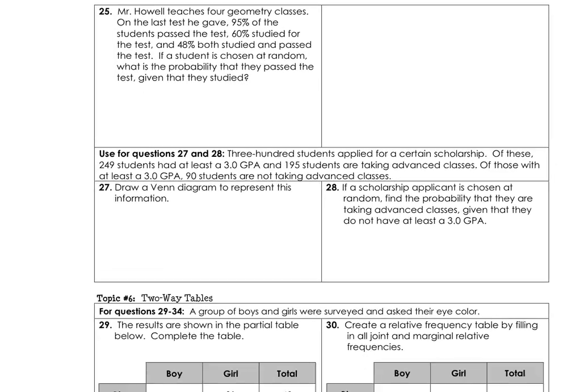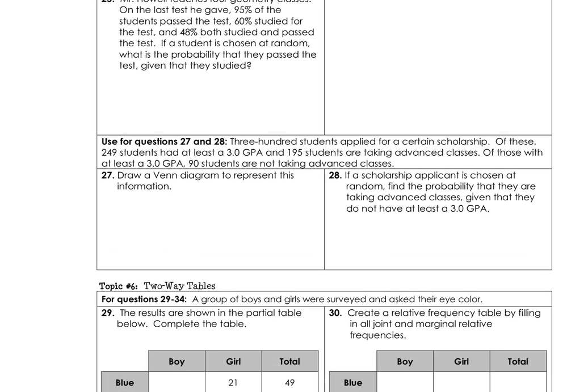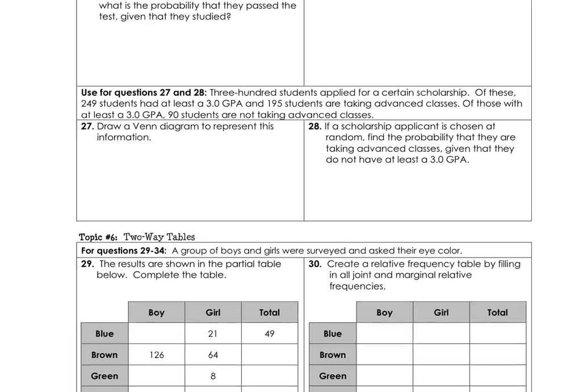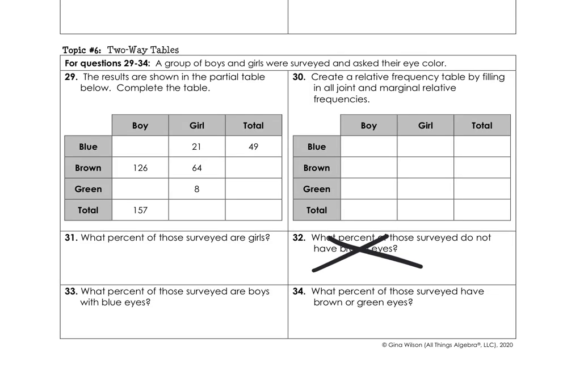We've seen some problems like this. Here's another Venn diagram problem on number 27. There's a practice trying to do that. This week we've talked about filling out a table, doing the relative frequency of that table.